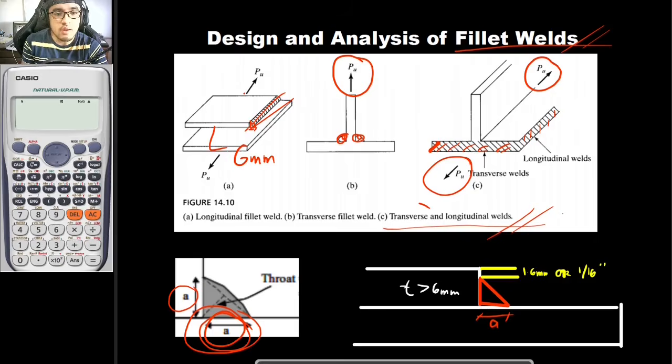So once again, if the thickness of your member is 6 mm, you can use the whole of this. So you can have a fillet weld that has a dimension of 6 mm, but if the thickness of your plate or the thickness of your member is greater than 6 mm, make sure that it would be having a clearance of 1.6 mm or 1/16 inch in that side right there.